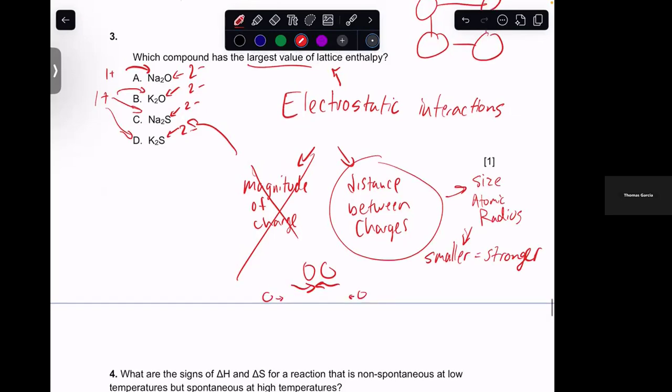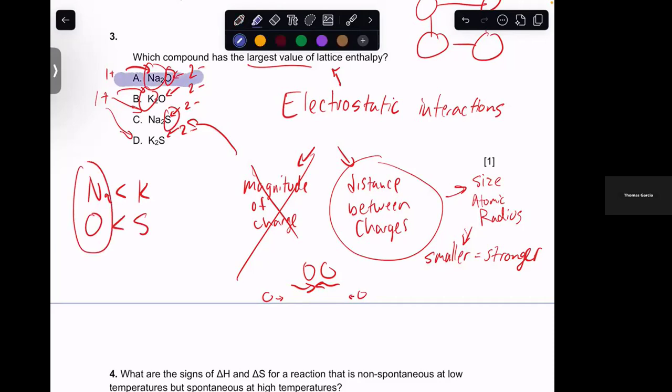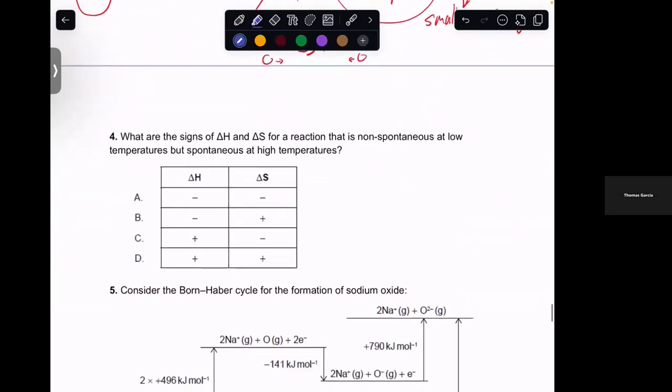So we have to see which of these have the best combination of smallest atoms. So we're comparing between sodium and potassium, and sodium is smaller than potassium. Then when we compare between oxygen and sulfur, oxygen is smaller than sulfur. So we're going to use the smaller ones, and it's going to be A, NaO. And that's how we can solve this one really quite easily.